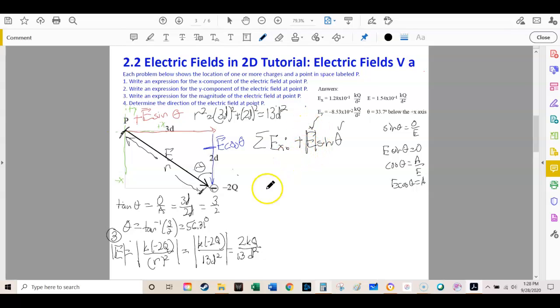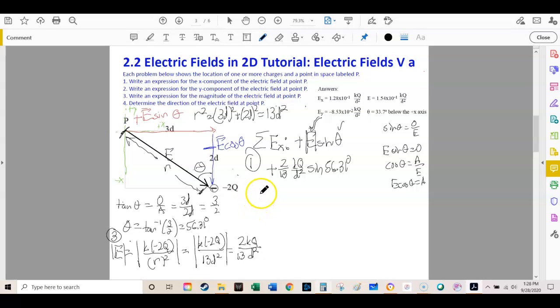Well, now we could actually sub in our theta. Now we got this magnitude right here. So the electric field in the x direction is going to be the magnitude of the net electric field times sine of theta. So that's going to be 2/13 kq over d squared times sine of 56.31 degrees. And this is going to be number 1.